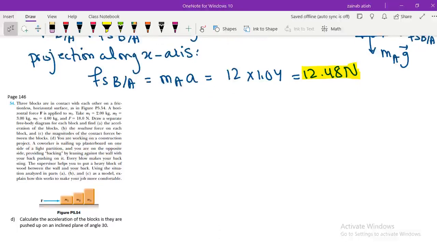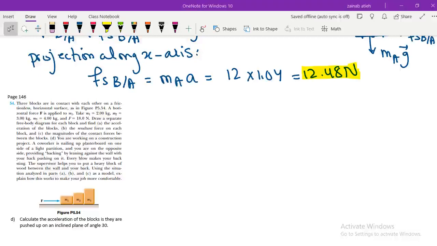3 blocks are in contact with each other on a frictionless horizontal surface, as in figure P5.54. A horizontal force F is applied to M1. Take M1 equals 2 kg, M2 equals 3, and M3 equals 4 kg, and F equals 18 Newton. Draw a separate free body diagram for each block and find the acceleration of the blocks, the resultant force on each block, and the magnitudes of the contact forces between the blocks.